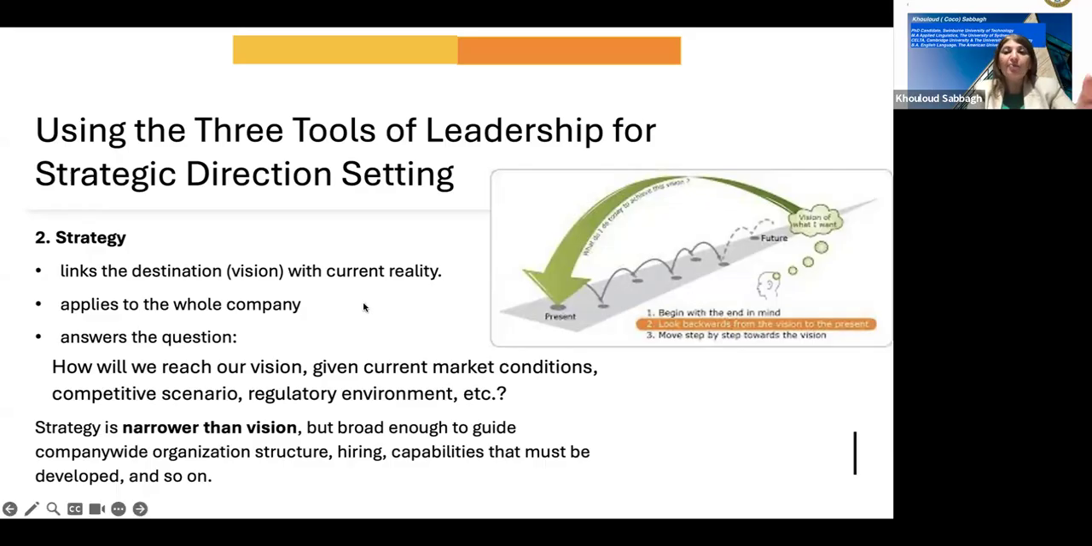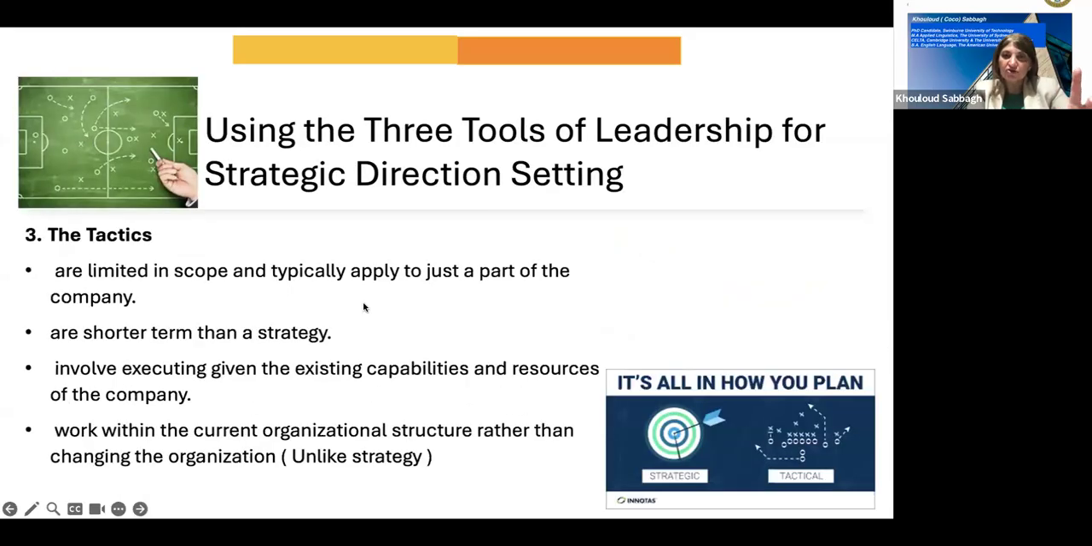You ask yourself, how am I going to get there? That's your strategy. That's your second tool. Your third tool is what we call tactics, right? So your tactics, the strategy is a much higher level, okay? Your tactics are actually those little moves that you will make while you are in the process of dealing with your strategy.